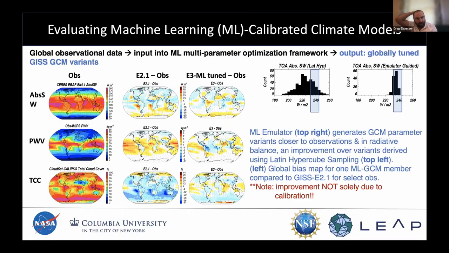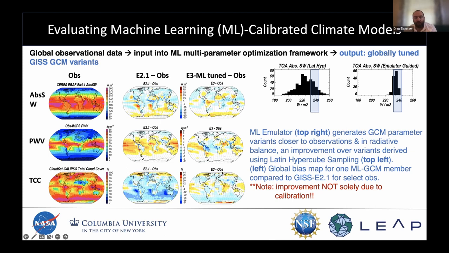And that's an interesting takeaway that I really want to convey to the audience. So this is just a first summary slide showing how well our new model that uses machine learning to tune it compares to different observations. Again, we really have 45. I'm just showing three here in these left three rows: absorbed shortwave radiation, water vapor, and total cloud cover. The third column from the left is from our new model, and this is our old one.